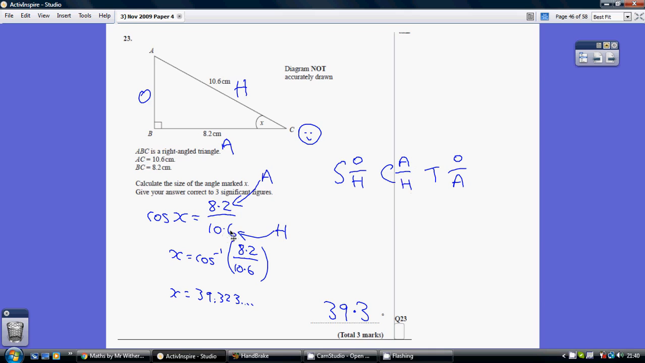So how do we make x the subject? How do we undo this cosine? We have to do the opposite, which is inverse cosine, cos to the minus 1 to both sides. So that undoes the cosine. So x equals inverse cosine 8.2 over 10.6. Pop this into your calculator, you get 39.323 dot dot dot. So to three significant figures, that's three digits, 1, 2, 3, 39.3. We don't round up because that is not 5 or above.